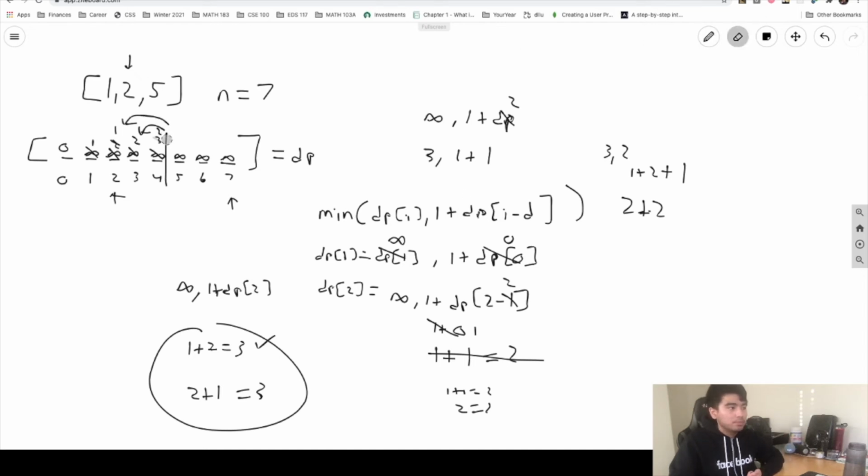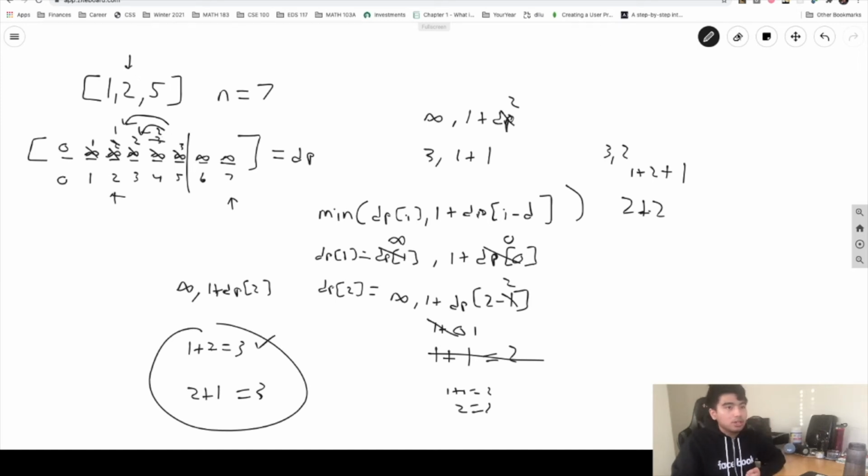Okay, moving on. Let's go to the 5. Now, this is where it gets cool because we have 1, 2, and 5. Let's just do this a little bit faster now. So the dp of 5 is equal to infinity, and the minimum of 1 plus the dp of 5 minus 1, which is just 4. So the dp of that we established at 4 is just 2. So it would be 1 plus 2, which would be 3.